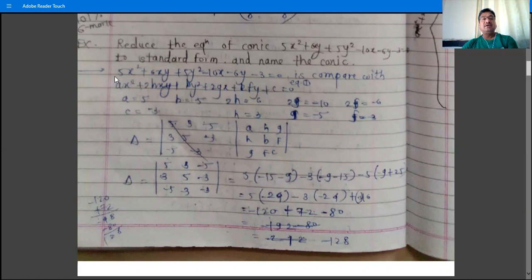What we have? a is 5, b is 5, 2h is 6, means h is 3, then 2g is -10, therefore g is -5, 2f is -6, and therefore f is -3, and c is -3. Okay. So then find the value of delta. Delta is what? Determinant a h g, h b f, g f c. And then that delta is what?